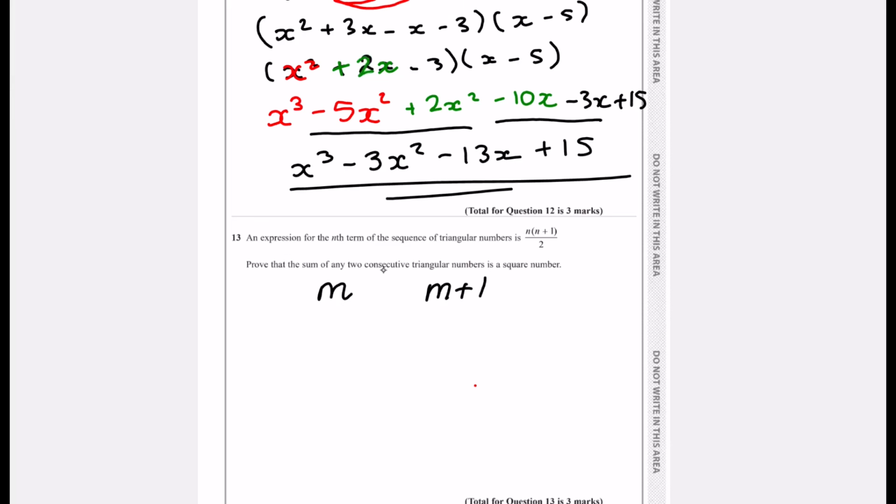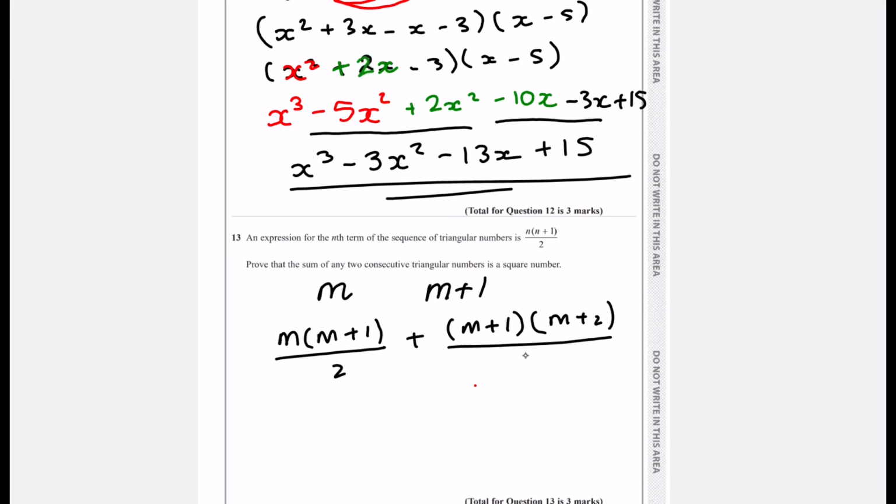And we want the sum of them. So we substitute m in, substitute m plus 1 in, and add them together. So that'll be the sum of 2 consecutive triangular numbers. So if I substitute m in, it'll be m times m plus 1 over 2. And for m plus 1, changing n into m plus 1, it'll be m plus 1 times m plus 1 plus 1, so m plus 2 over 2.